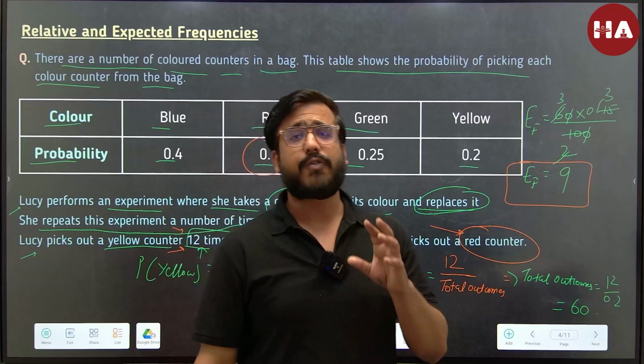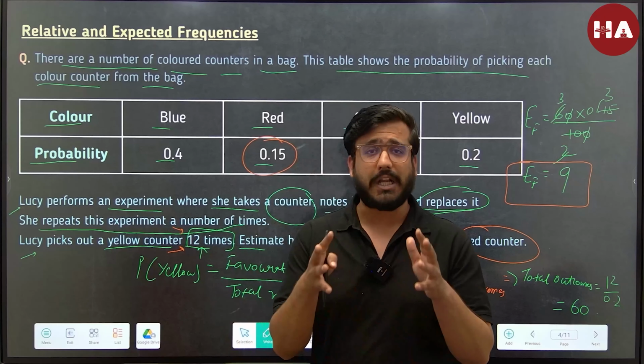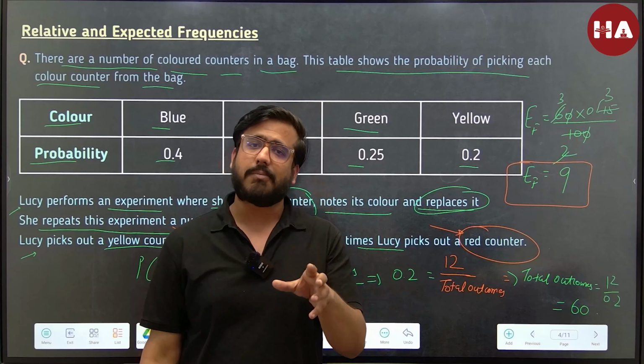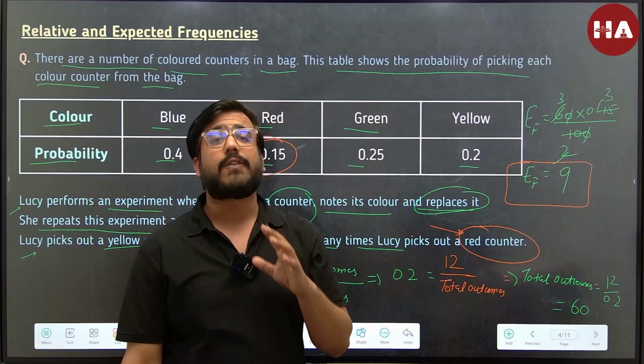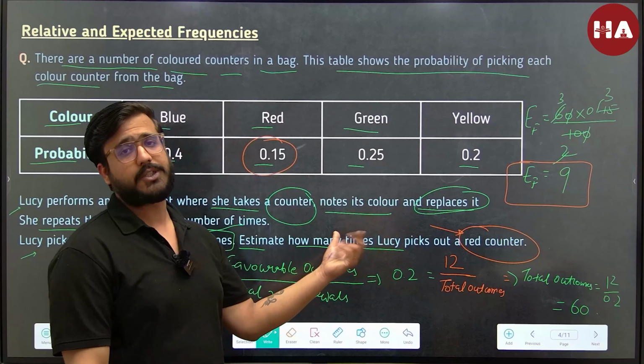Okay, I hope you got the concept of this. What you have to do, first you have to find the total number of outcomes. For applying the formula for EF, that is expected frequency is equal to N into P. N is the total number of trials, multiplied by the probability of that event happening. Okay, I hope you got the concept. You can note the question, students.